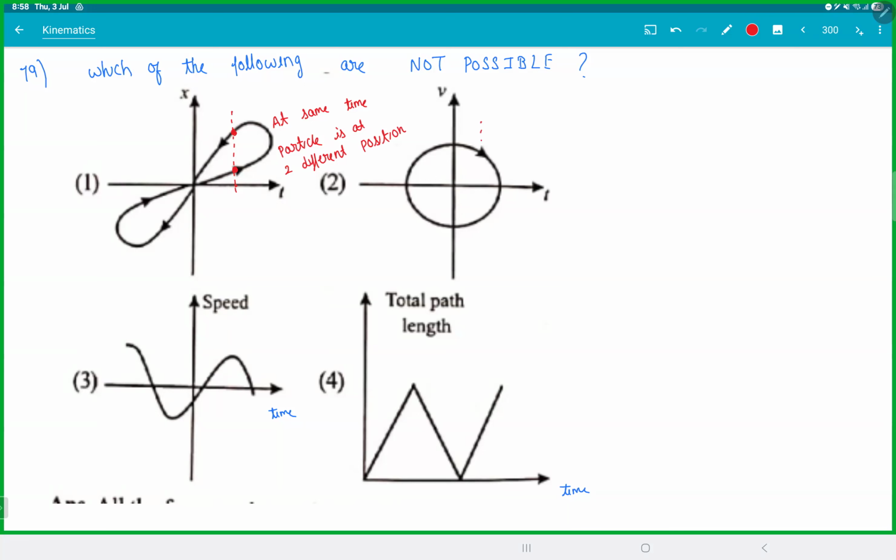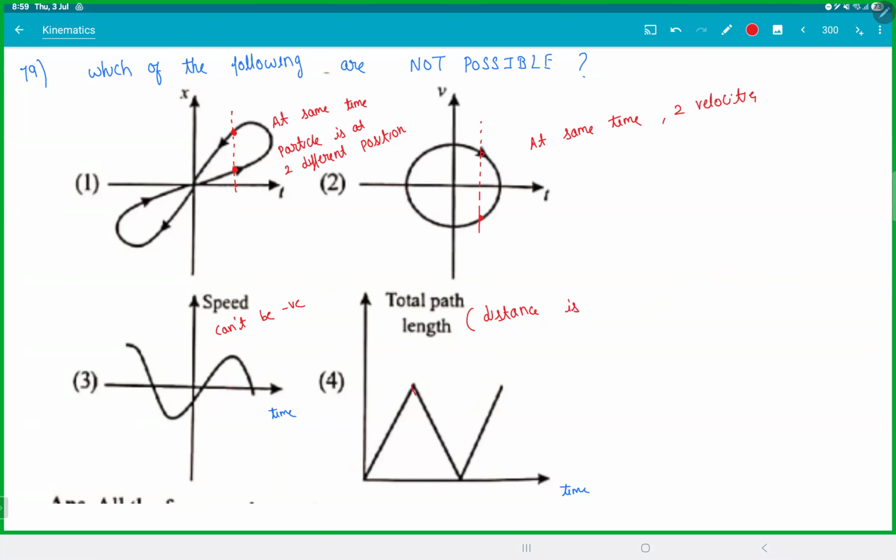Here also you can make the same argument. Time is negative. At the same time, you have two velocities. Speed can't be negative. Speed is a magnitude. Total path length means this is distance. Distance can never decrease, isn't it? Whether you go front or back, distance will always keep increasing. Distance is always an increasing function.